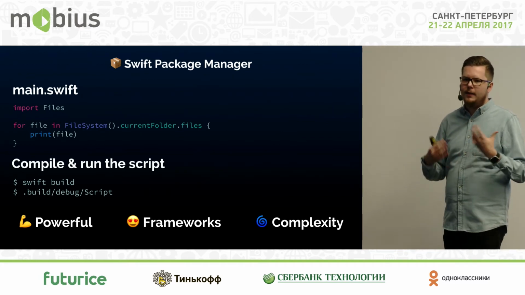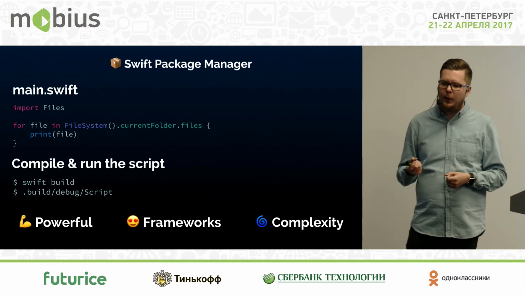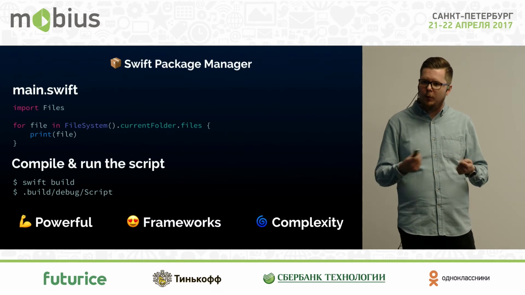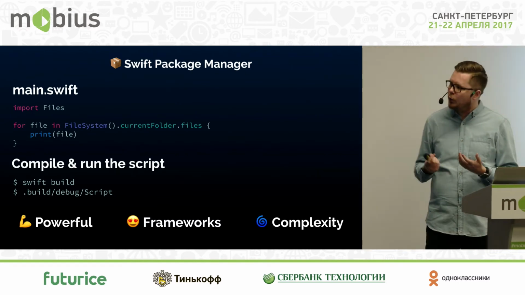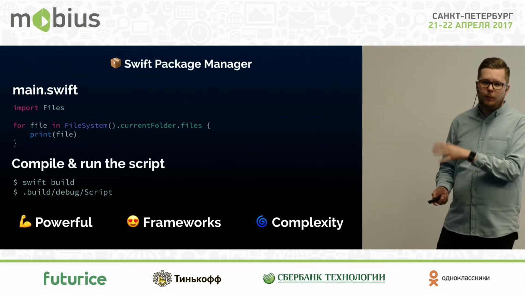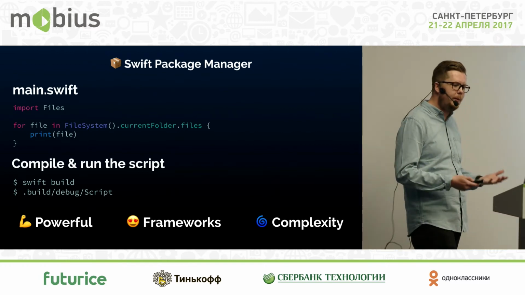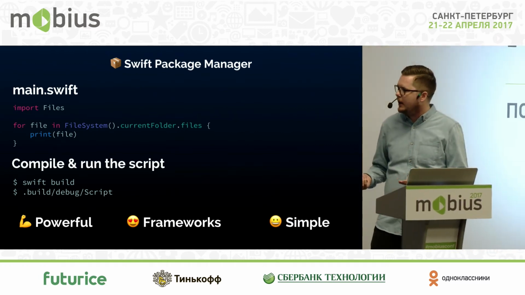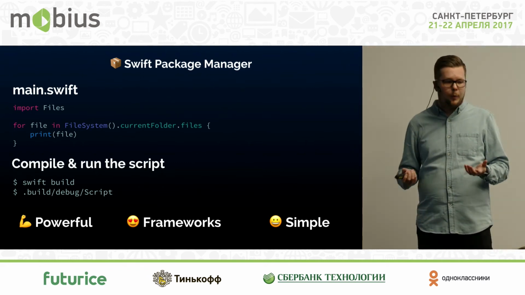It's more complex. It becomes more of a real project. So as I was using Swift scripting and I was playing around with both of these ways of doing it, I found myself thinking, wouldn't it be nice if we could still have the power, all the frameworks that we wanted to use, but instead of having all this complexity, we had the same simplicity as when we were using just a single file? I think that would be pretty cool.